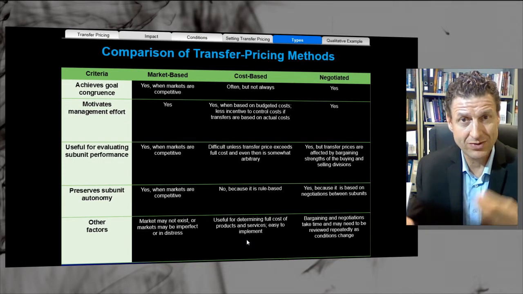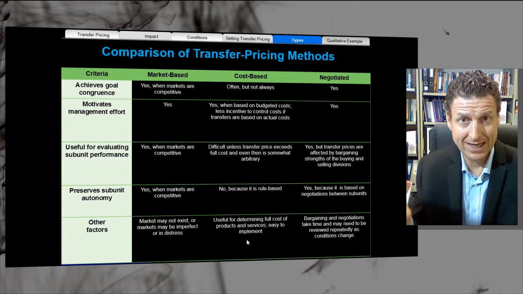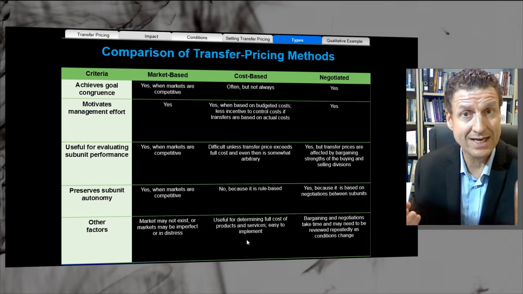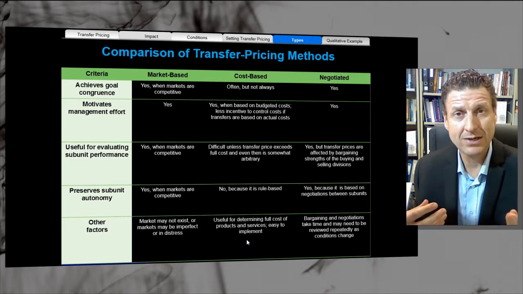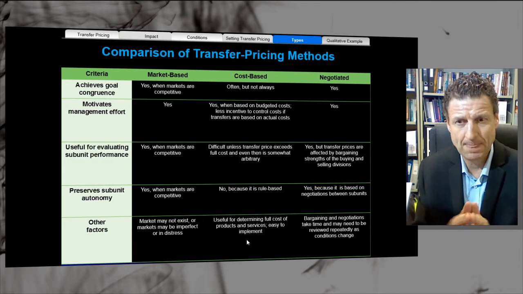If one division is stronger than the other, then they may win greater margin in that transfer price that benefits one division, and it leaves the other division that is weaker in terms of bargaining power. They may not have as many options, and so their subunit performance looks worse just because their bargaining power is weaker. So you've got to be careful about that.